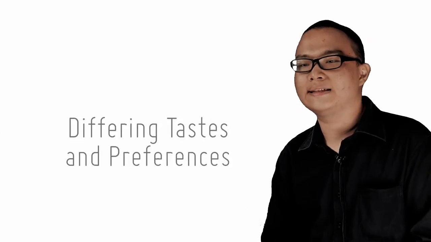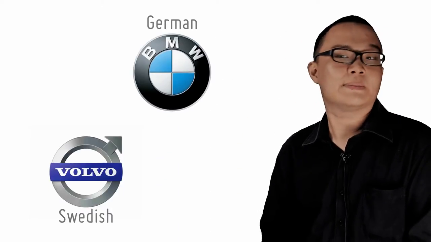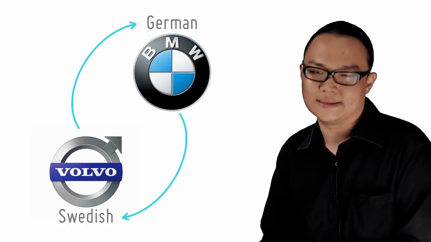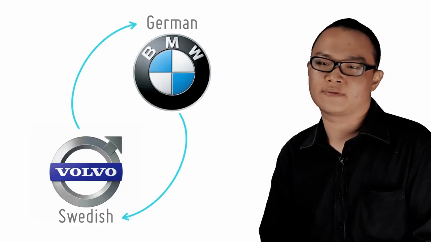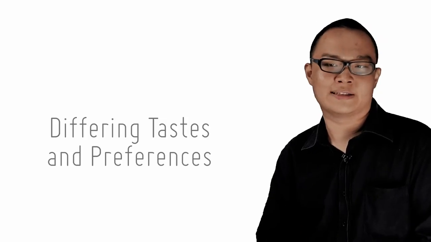The first is differing tastes and preferences. Germans may prefer Volvos made in Sweden, while the Swedes may like BMWs made in Germany. So there's IIT in cars between Germany and Sweden. CA, a supply-side theory, never considered the demand aspect of things. Simply put, consumers are fickle and we are willing to pay for variety.